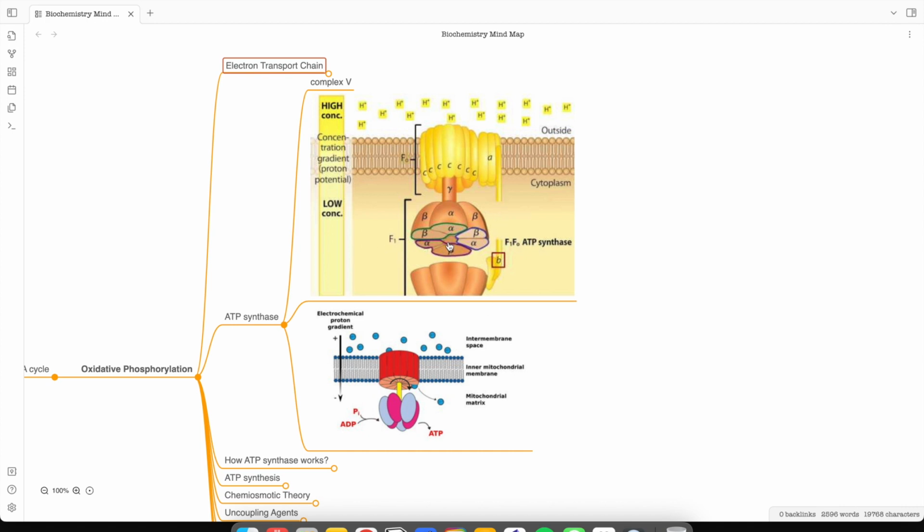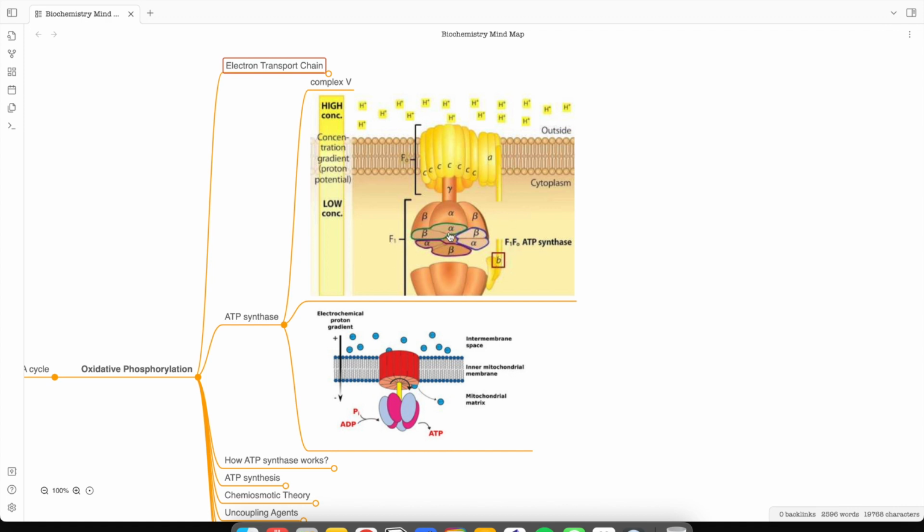But since this particular picture is kind of a slicing of the F1 part, it has been sliced out, but this is actually linked, and so this B part is joining this F1 and F0 part along with this gamma stalk. Okay, so this is one part. This is the F0 part, which contains A, B, and C subunits. There are 10 to 12 C subunits, 4 to 6 A subunits, and there is one B subunit.